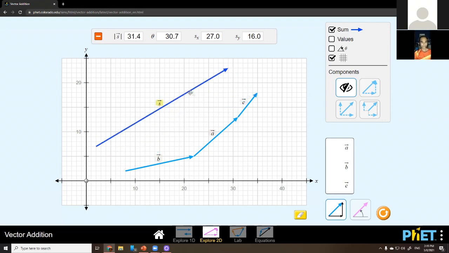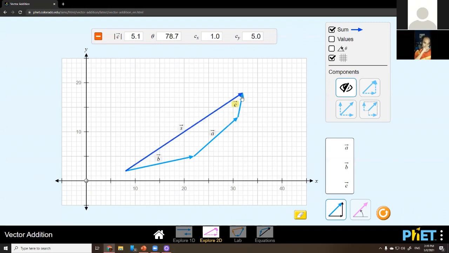So let's say C is pointing this way, opposite to A and B. You can see that it is the same as before, right? So the sum of it is the same as before. This is by using geometrical drawing.